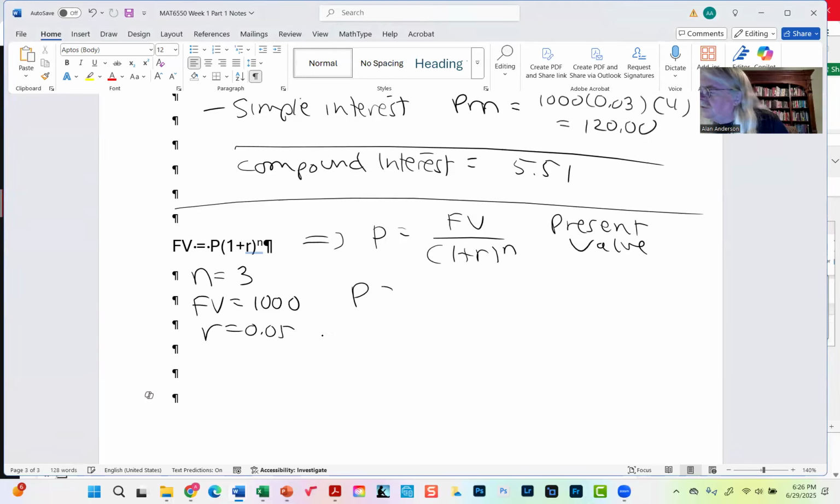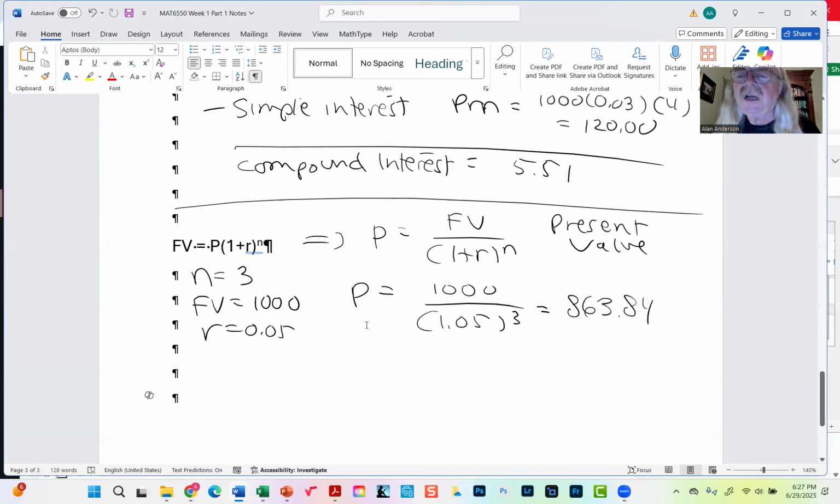So it's a simple matter of plugging this in. Whatever this number is, clearly it'll be less than $1,000. The question is how much less? It's 863.84.